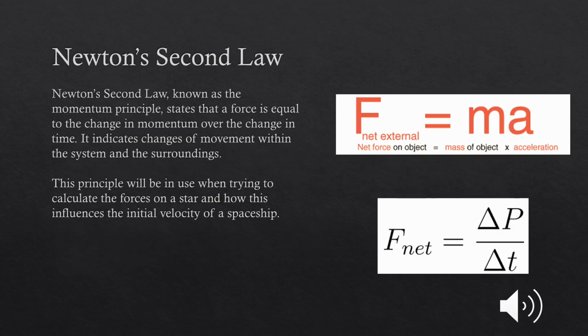Getting into some of the laws at play here, Newton's second law, known as the momentum principle, states that a force is equal to the change in momentum over the change in time. It's going to indicate changes of movement within the system and its surroundings. This principle is going to be in use when trying to calculate the forces on a star and how this influences the initial velocity of the spaceship.